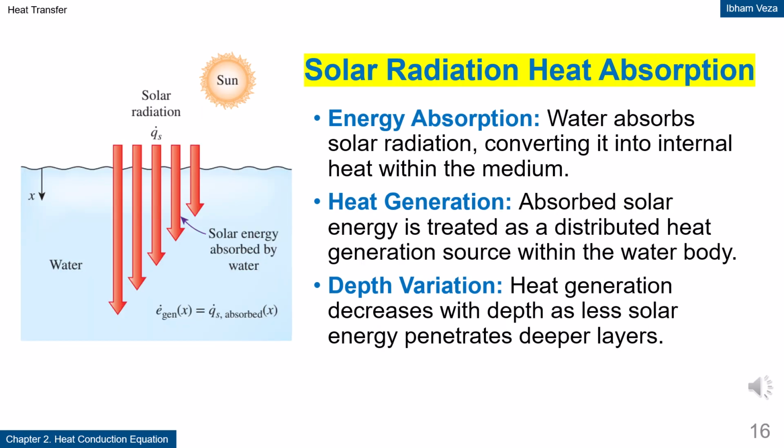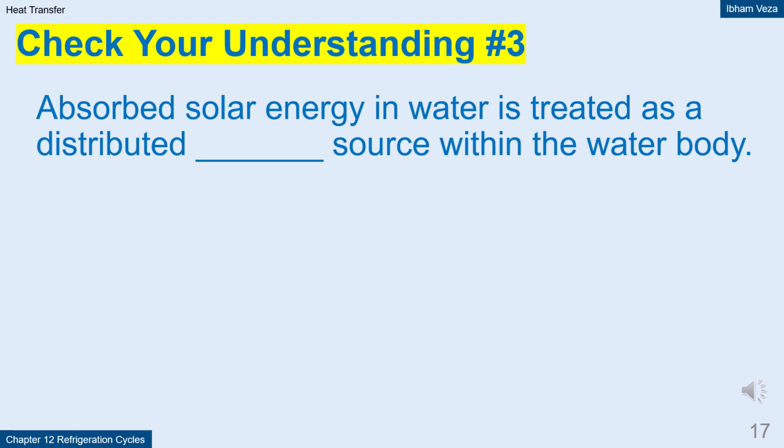Solar radiation heat absorption. Solar radiation absorbed by water is converted into internal thermal energy within the medium. The intensity of heat generation decreases with increasing depth. This happens because less radiation can penetrate into deeper layers of water. This phenomenon is important in the thermal analysis of water bodies and solar systems. The correct answer to complete the sentence is heat generation, which captures the idea that absorbed solar energy behaves like a distributed heat source in the water.